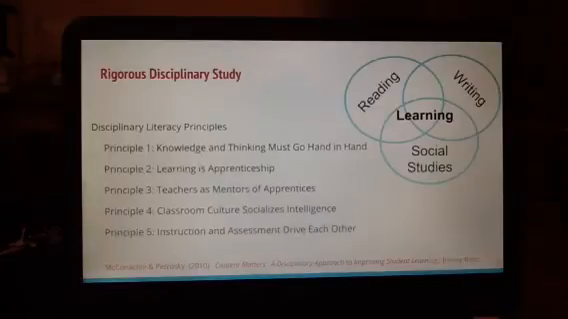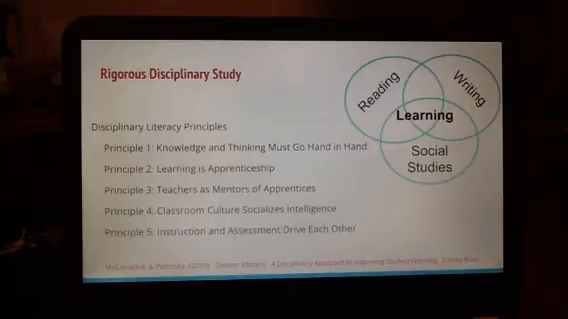Principle 1. Knowledge and thinking must go hand in hand. Historical thinking habits are taught as students are to inquire, analyze, interpret, and persuade as they engage in the content. Principle 2. Learning is apprenticeship. Students work with their teacher as an apprentice to become knowledgeable and skillful in studying history. This works best when teachers collaborate with each other to build strong learning activities.